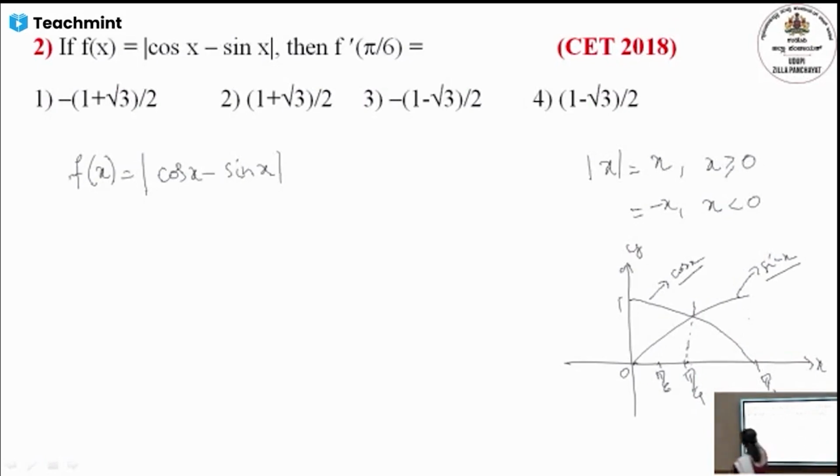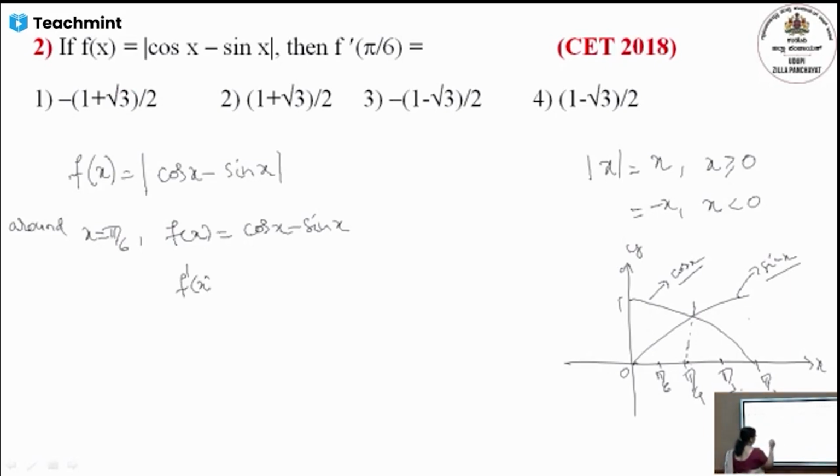Therefore, around x is equal to pi by 6, your f of x is cos x minus sine x. Suppose, say for your batch, they may ask f dash of pi by 3. Then where is pi by 3? Pi by 3 is here. Can you see that after pi by 4, sine is more and cos is less? So accordingly, you have to take. Now around x equal to pi by 6, f of x is this.